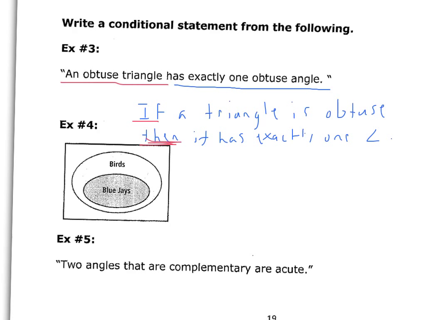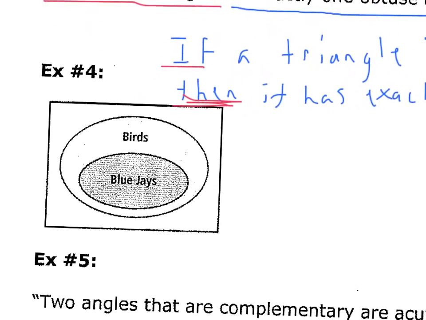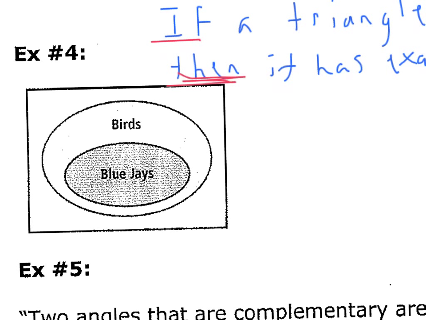Let's go ahead and write a conditional statement for example number 4, this picture. When you have these little pictures like this, you're going to assume that your hypothesis, I'll write it in blue, is going to be the inner of those circles. This is going to show up several times. Your hypothesis is going to be on the inside, and your conclusion is going to be on the outside.